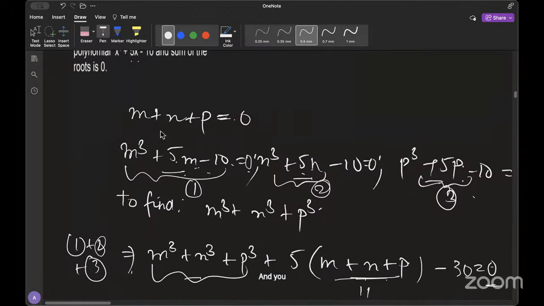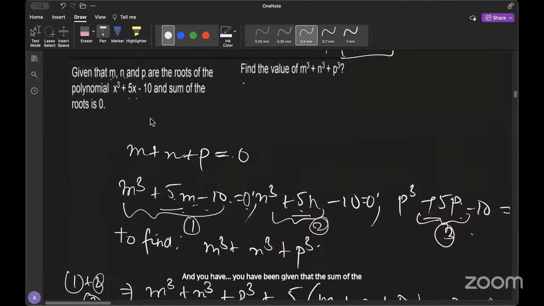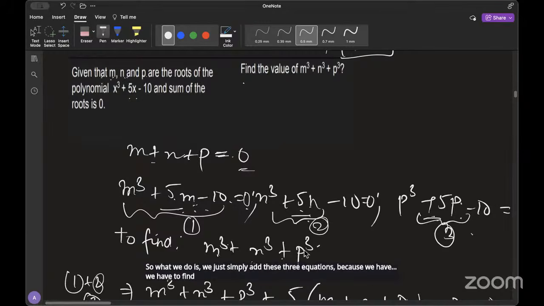And you have been given that the sum of the roots is 0, and these were the roots. That means the sum is 0. And what you have to find is m cube plus n cube plus p cube. So what we do is we simply add these three equations, because we have to find m cube plus n cube plus p cube, which we can get by adding these three, right? M cube, n cube, p cube.